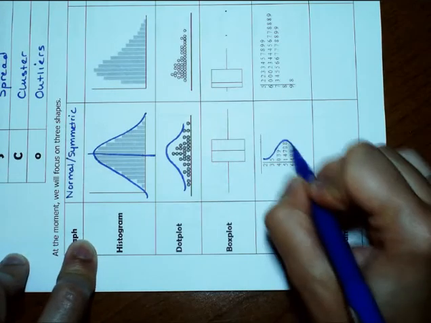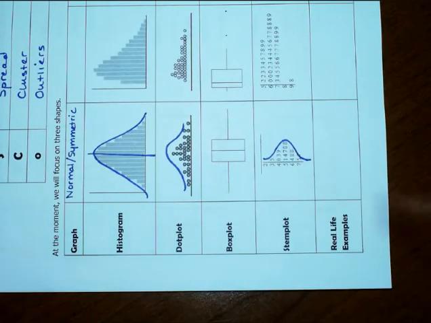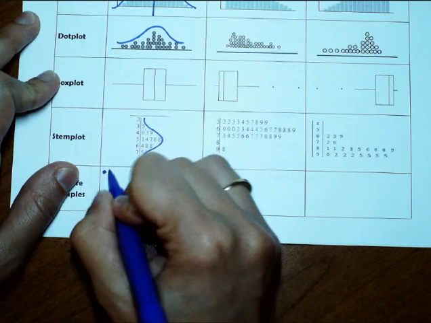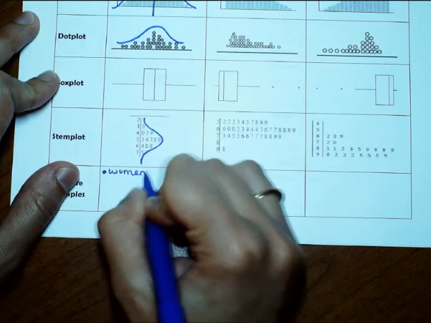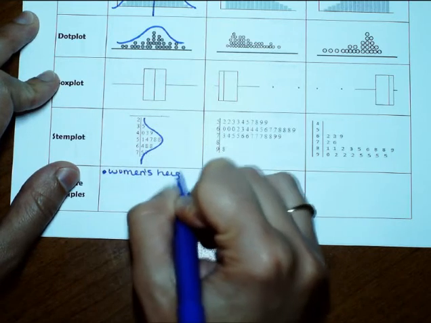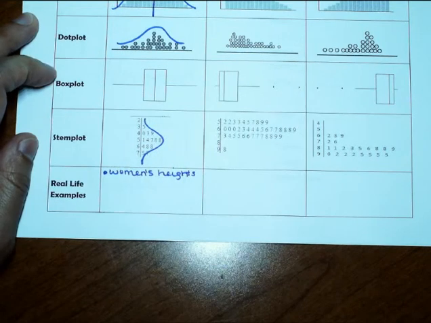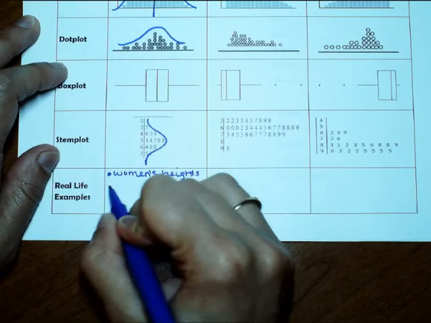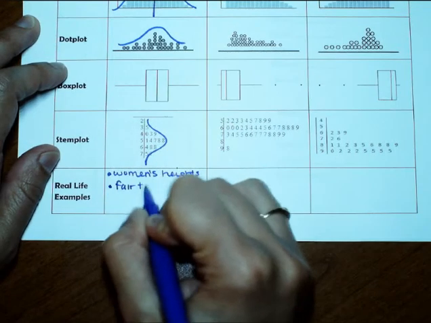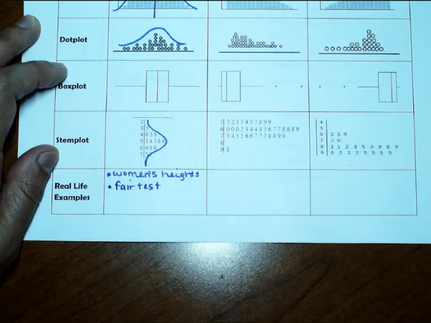Examples in real life where you would see normal distribution would be women's heights, for instance. Most women fall in the same middle amount of data, and then you have some that are very short and some that are very tall. Another example would be a fair test. If you give a test that's fair, the majority of the class would score in the middle range, whereas some would do poorly and some would do really, really well.